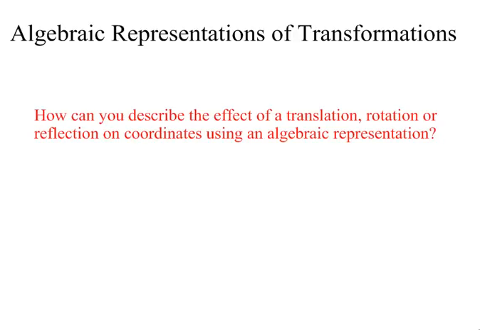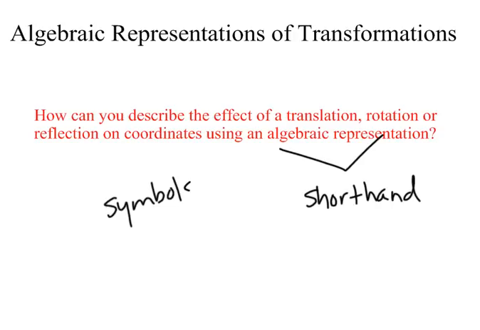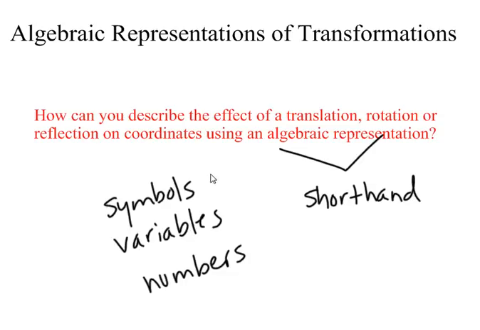Algebraic representations of transformations. How can you describe the effect of a translation, rotation, or reflection on coordinates using algebraic representation? So what we're talking about when we talk about an algebraic representation is shorthand. In our shorthand, we're going to use symbols, variables, and numbers. These are the things that are going to make up our algebraic representation. By using this, we won't have to say by words what's actually happening. We can use the shorthand to describe what's going on.